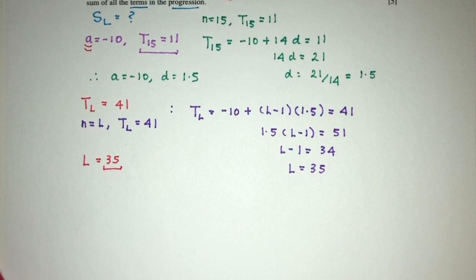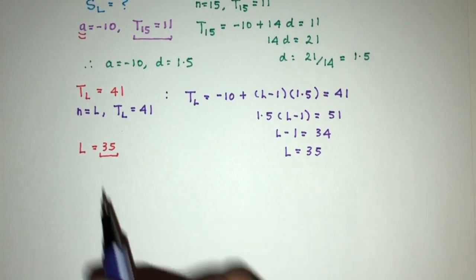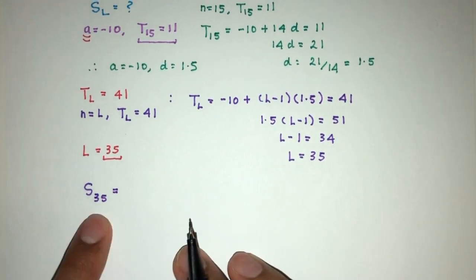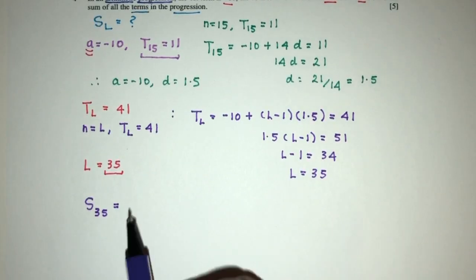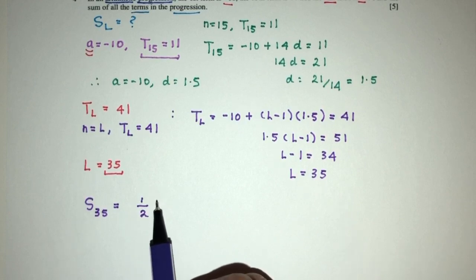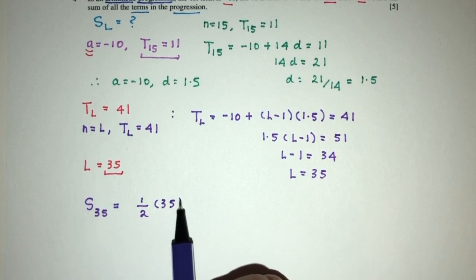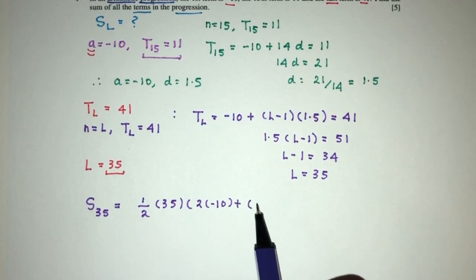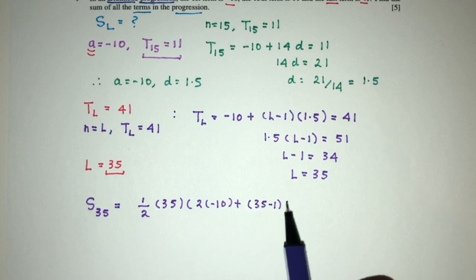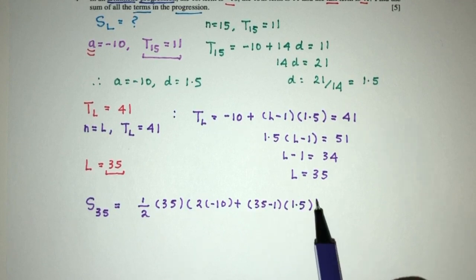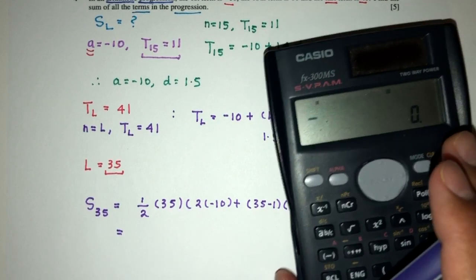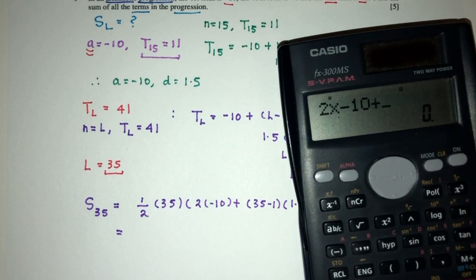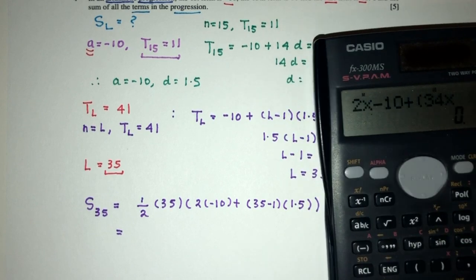Now we have to find the sum of all the terms, which means we have to find the sum of the first 35 terms. That will be replaced back in the main formula right here. That will give you what? Half times n, the number of terms, 35, and 2 times a, which is minus 10, plus n, which is 35, minus 1 times d, that will be 1.5. Okay, so let's see what we have. Let's do the inside first. You will have 2 times minus 10, and then plus 34 times 1.5.